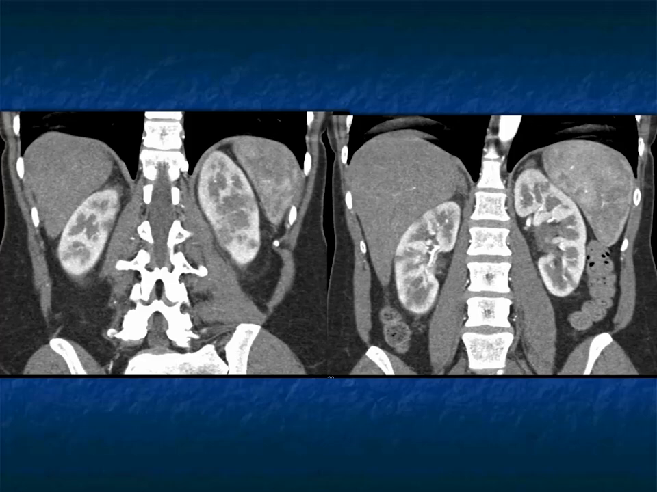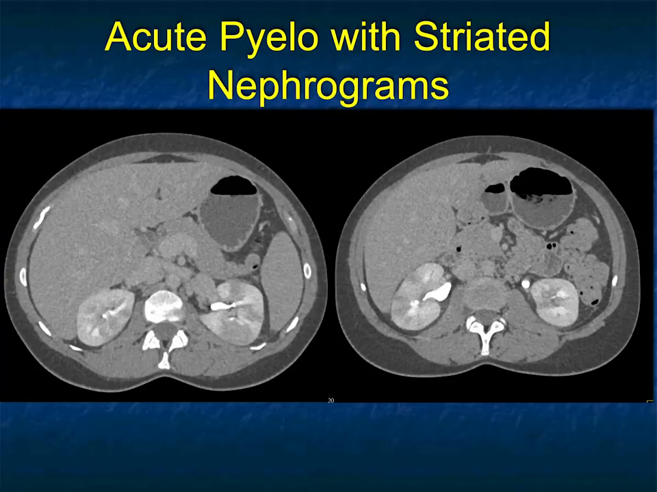The coronal view, I think, is very helpful because when you want to see things globally, whether it's infarcts or infection, at times the coronal view and sometimes the sagittal view makes it easier. I particularly like the coronal view because it really lays out the corticomedullary interface very nicely. And here it shows you involvement of both kidneys.